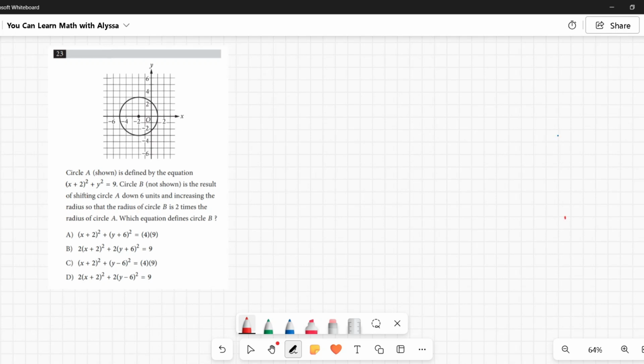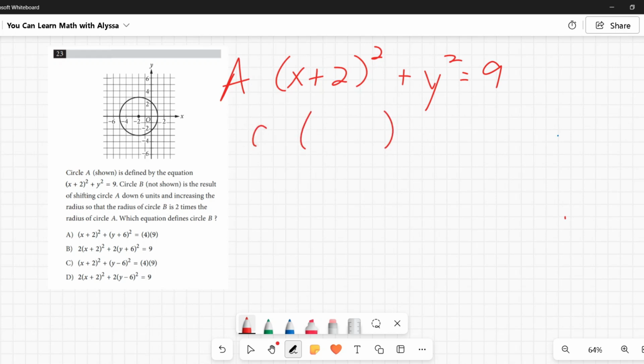Now for this circle, we're told the equation is x plus 2 squared plus y squared equals 9. And this is circle A. Just looking at this equation, I can tell I have my center and my radius. Okay, so my center needs to be the opposite of this for the x value, so negative 2. And there isn't any number next to the y, so it's just 0, like y minus 0 squared. Now my radius is going to be the square root of this because this is radius squared. The square root of 9 is 3, so the radius of this is 3.